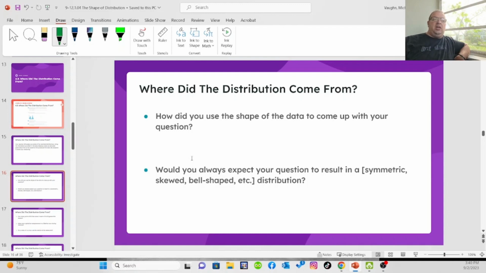Question number 2, would you always expect your question to result in one of these specific distributions? So if you asked a question, but you asked that same question to people here in your class versus the school as a whole school, or if you went to another state or another country and asked the same question, do you think that you would end up with the same shape of distribution as what we have here in this example?